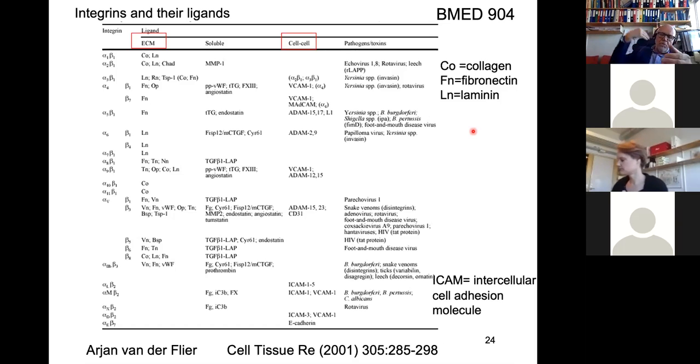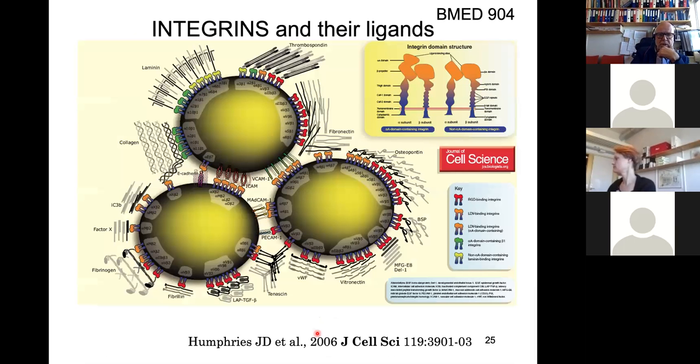So it's when immune cells interact with the vasculature and those type of interactions, not the stable long-term interactions that cadherins are involved in. So these cell surface ligands are vascular cell adhesion molecule and intercellular cell adhesion molecules and so on. So this is a summary of that.